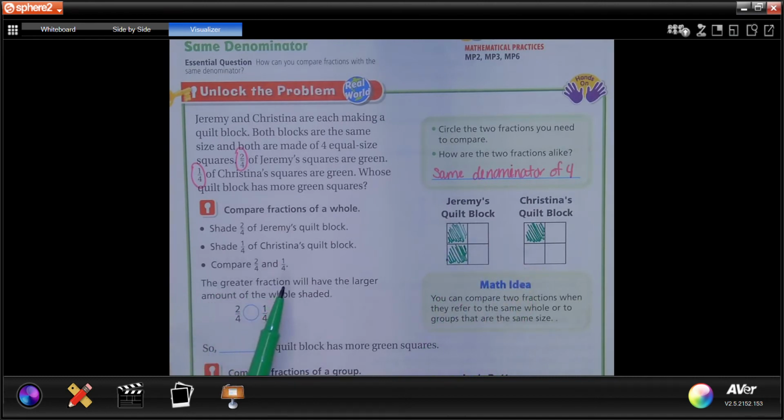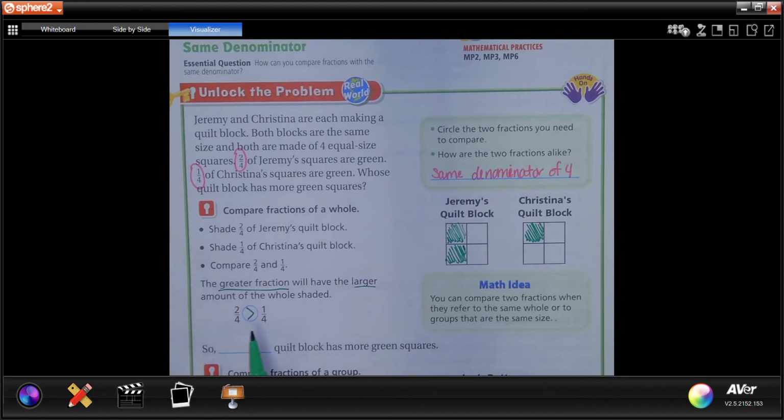The greater fraction will have the larger amount of the whole shaded, so the larger amount is the greater fraction. Okay, so the more shaded is Jeremy's. So we know that 2 out of 4 shaded is greater than 1 out of 4 shaded. So we just said Jeremy's quilt block has more green squares.